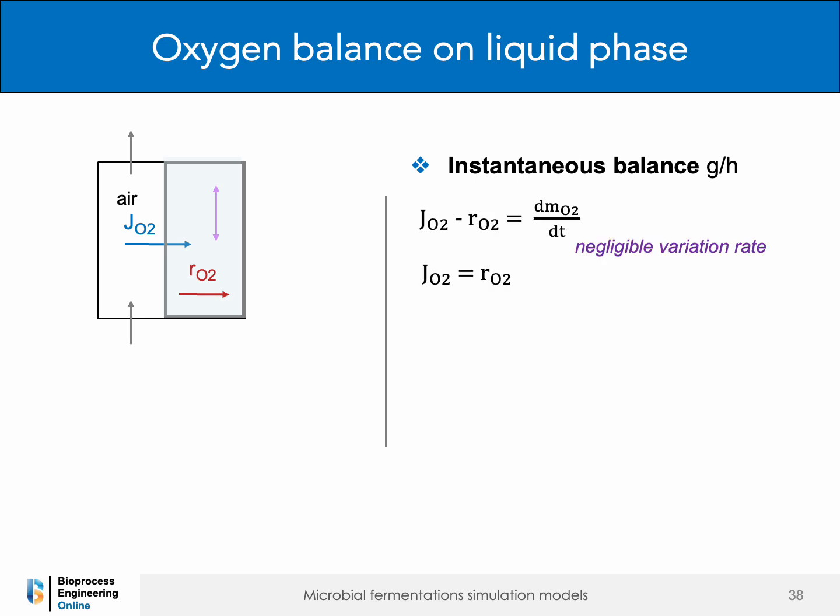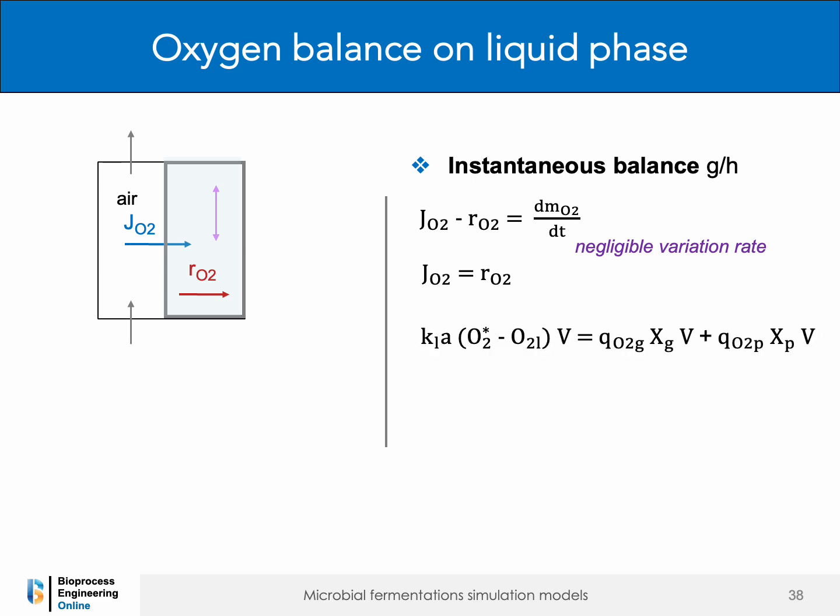The instantaneous oxygen balance over the liquid phase in gram oxygen per hour is J_O2 minus R_O2 equals dM_O2 over dt. Due to the low oxygen solubility, the variation rate term, dM_O2 over dt, is negligible, and the oxygen balance simplifies to J_O2 equals R_O2. Thus, at any given moment during fermentation, a quasi-steady state is established in the liquid medium. The oxygen transfer rate, J_O2, matches the cellular oxygen consumption rate, R_O2.